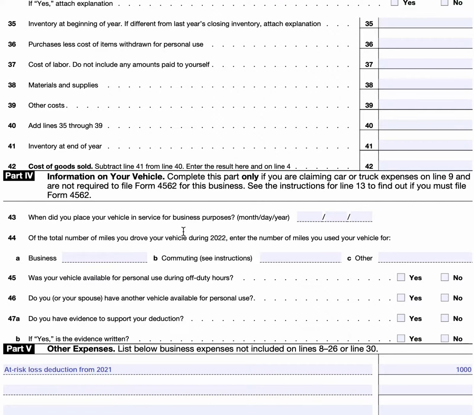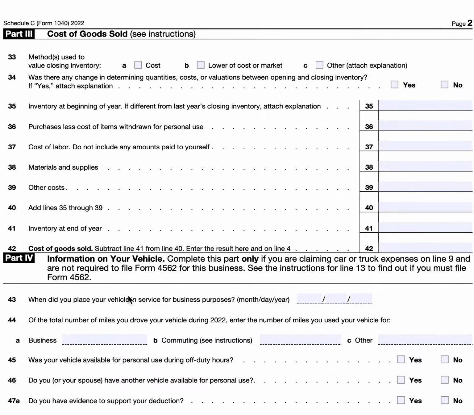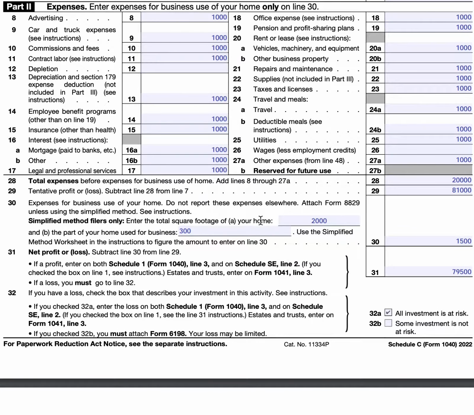In part 4, we'll complete this part as if we used a vehicle for driving purposes so that you could claim car or truck expenses on line 9. It turns out in this situation, John Doe, our hero, filed IRS Form 4562, so he does not need to complete part 4. And then part 5 will go over other expenses that you could claim as a business expense that was not included in part 2 or in line 30 up here under expenses for the business use of your home.